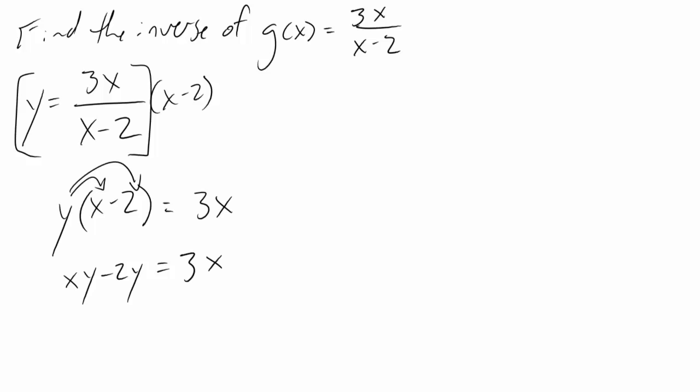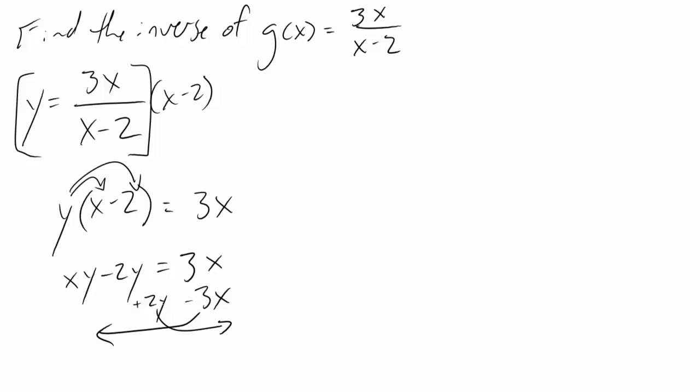At this point we just need to get everything with an x in it on one side and everything else that doesn't have an x in it on the other. So we will be subtracting off the 3x over to the left side, and while I'm at it, I'm going to go ahead and add that 2y as well.